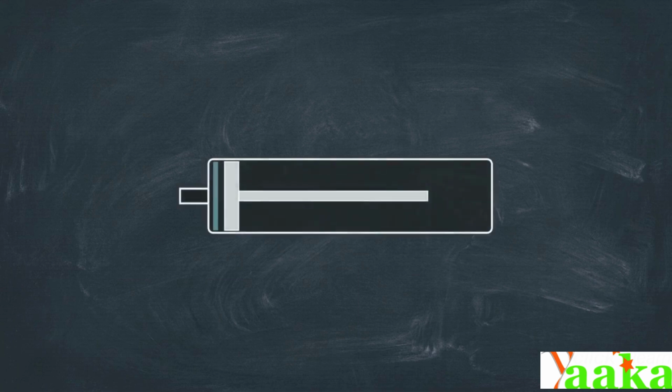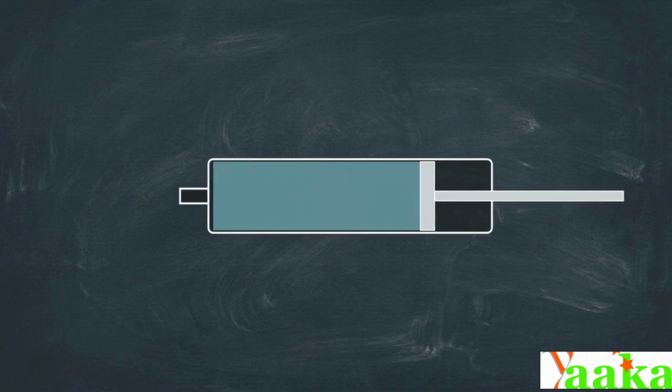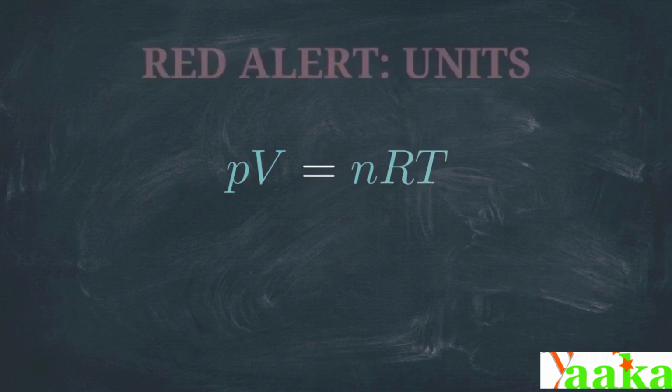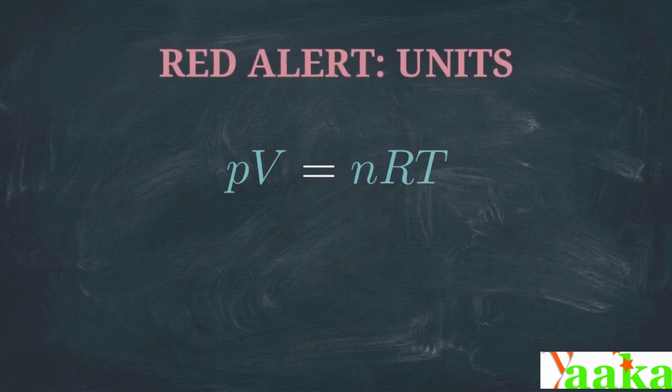Those same principles of stoichiometry apply to gases, like when capturing rural biogas. To calculate the exact amount of methane gas collected, we use the ideal gas law. Pressure times volume equals the number of moles times the gas constant times temperature. The most common error students make here is ignoring the units.